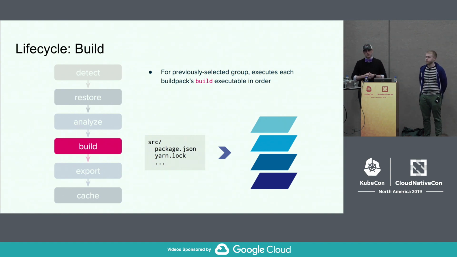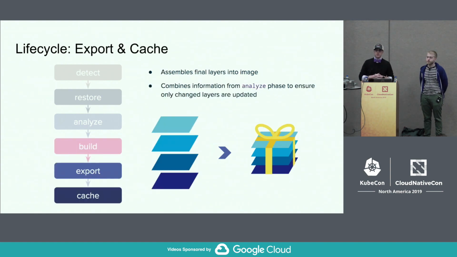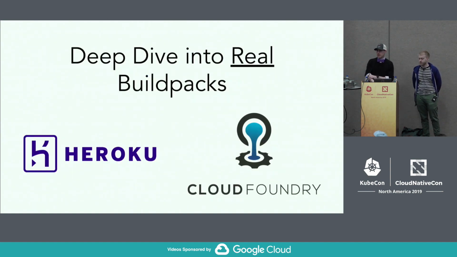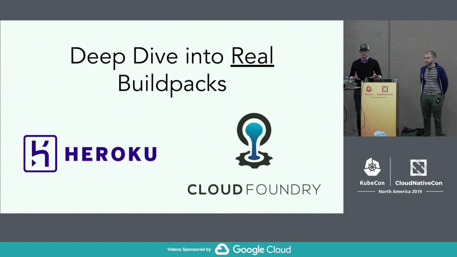One of the outputs of the build process is artifacts, or essentially layers. And in the export and cache phase, the exporter, the lifecycle, takes these layers and compiles them into an OCI image. It will take some of the layers and put them in a cache, which can be stored as a cache image or as just a persistent volume. OK, so that's just recapping the intro. Now we're going to take a very close look at some actual build pack implementations from Heroku, and then Steven's going to talk about some Cloud Foundry build packs.